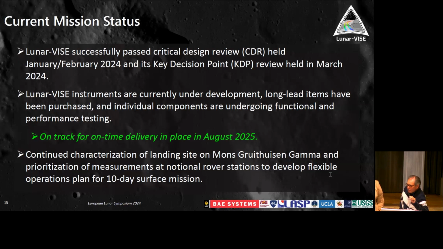So you're not too much afraid about the trafficability on the dome, on the Gamma Dome?